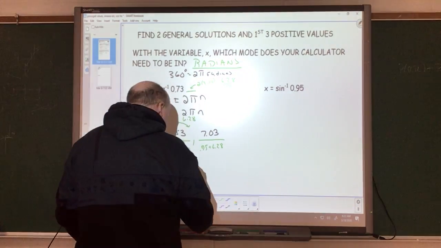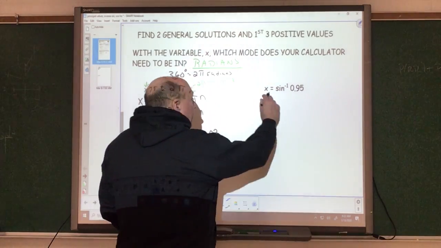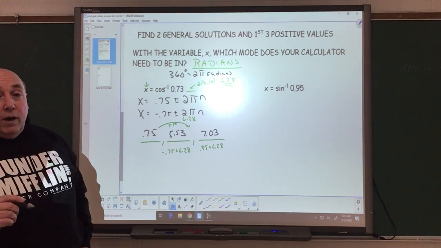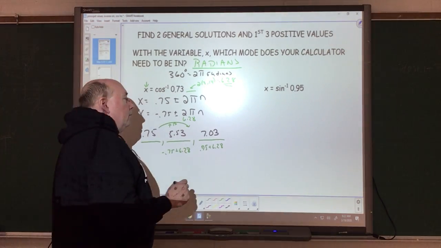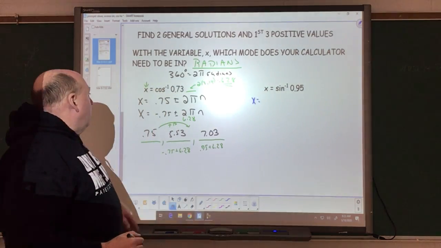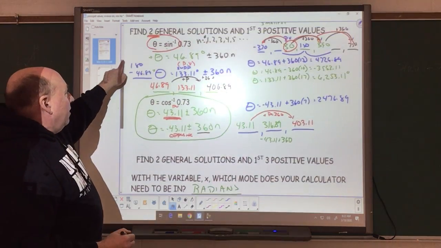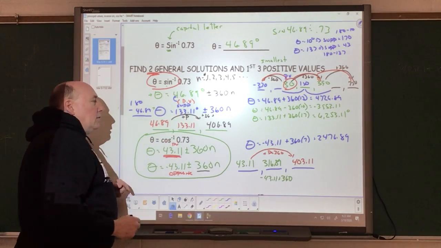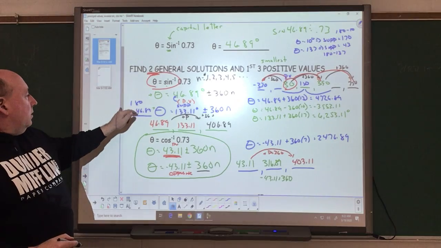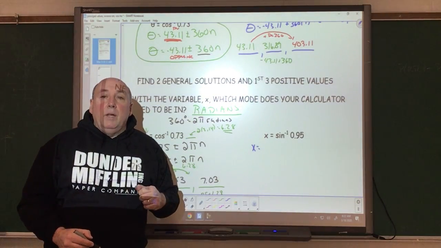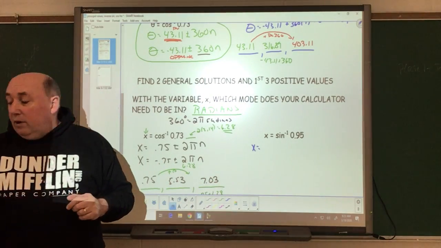The last problem we're going to do today is the inverse sine of a radian value. Well, when we were dealing with the inverse sine, our first value, once again, came from the principal value. So take, once again, make sure in your radian mode, inverse sine of 0.95.